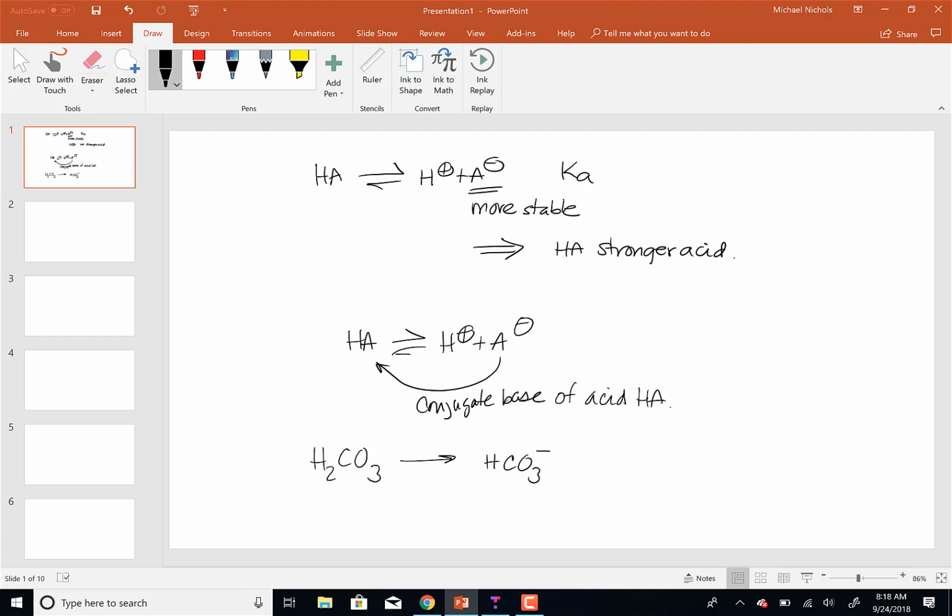If I said, what's the conjugate acid of Cl minus? What would you say? HCl. The conjugate acid of the base, Cl minus. So in that case, what do you do? You add a proton on. Okay.